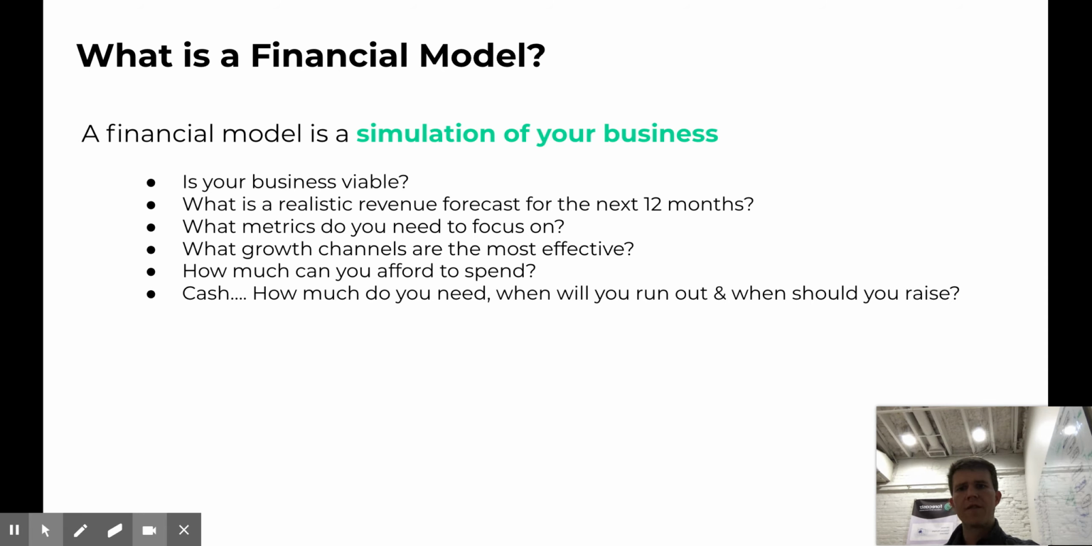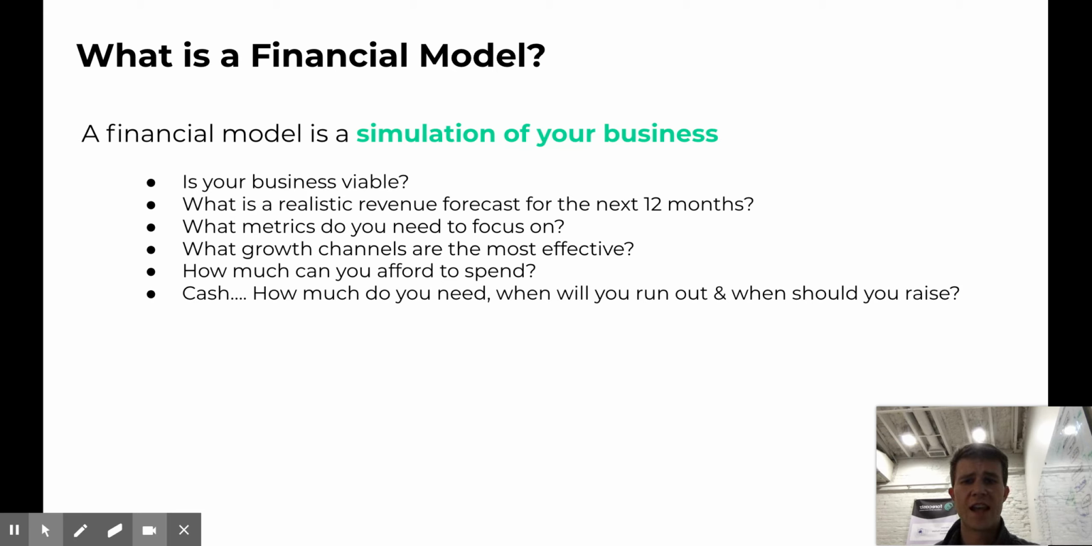So, with a financial model, we can answer such questions like, is your business viable? Like, is your target market large enough and your unit economics to a point where your business is sustainable? Given a set of assumptions, what is a realistic revenue target for you over the next several months, and what metrics do you need to focus on to hit those revenue targets? You can take a look at all of your individual growth channels and analyze which ones are most effective and which ones you should really focus on in the short and medium and long term.